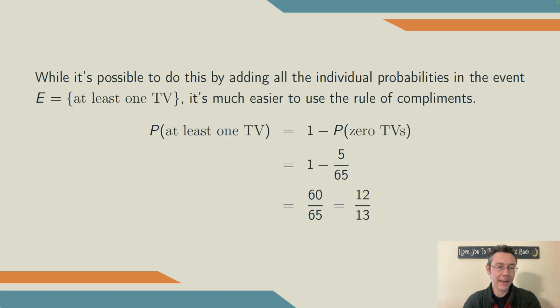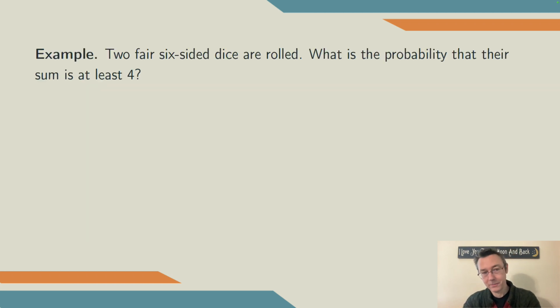So we could do this just by adding up all the individual probabilities for 1 TV, 2 TVs, and so on. But the rule of complements is going to be an easier way to do this problem, because the event that we're interested in, that the home has at least one TV, is complementary to a simple event that the home has no TVs. So we do 1 minus the probability that the home has no TVs, 1 minus 5 over 65, which I got directly from that plot a second ago, from the last slide, which is 60 over 65, 12/13.